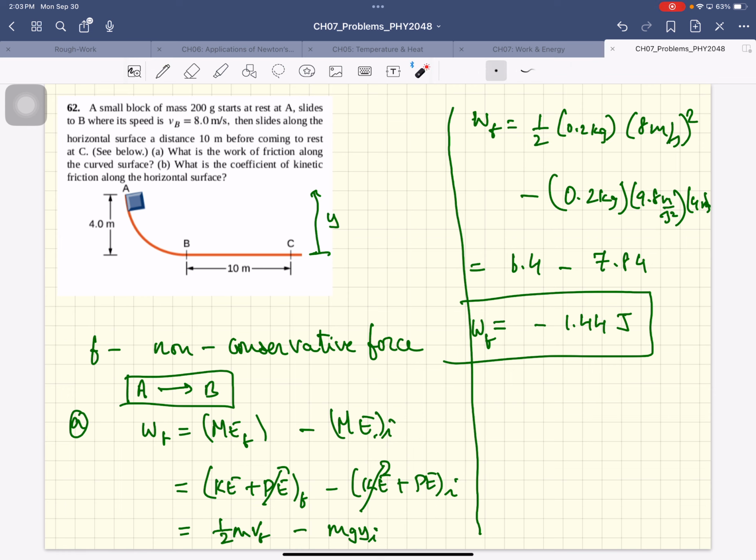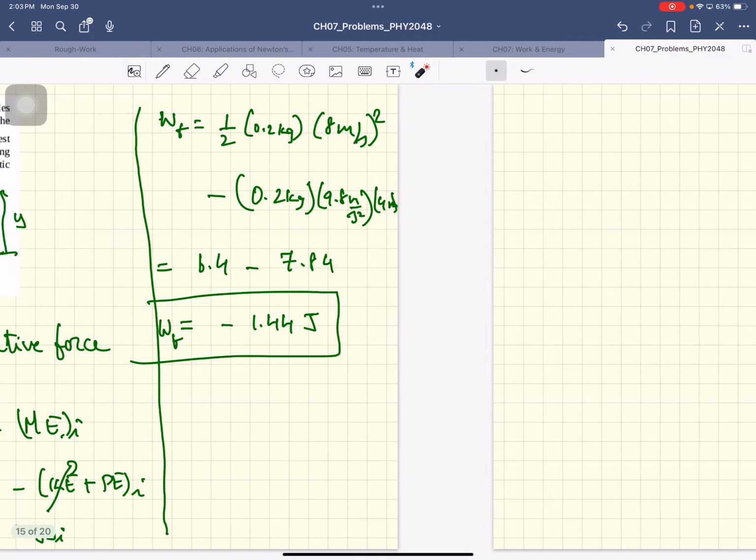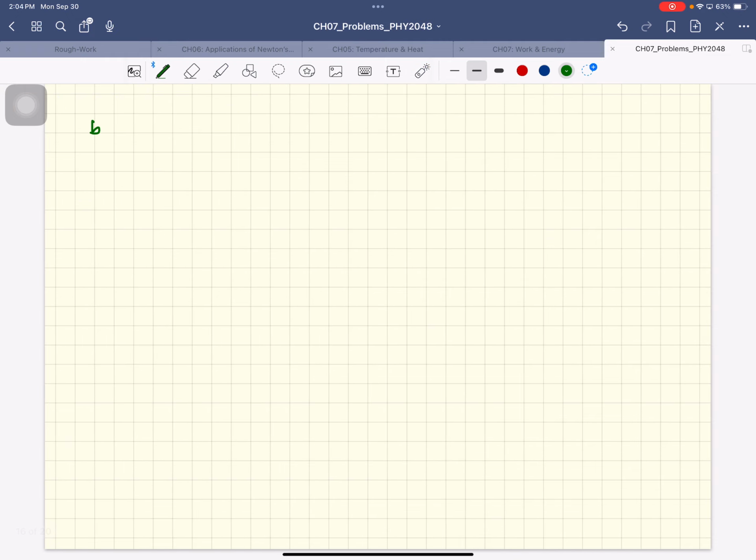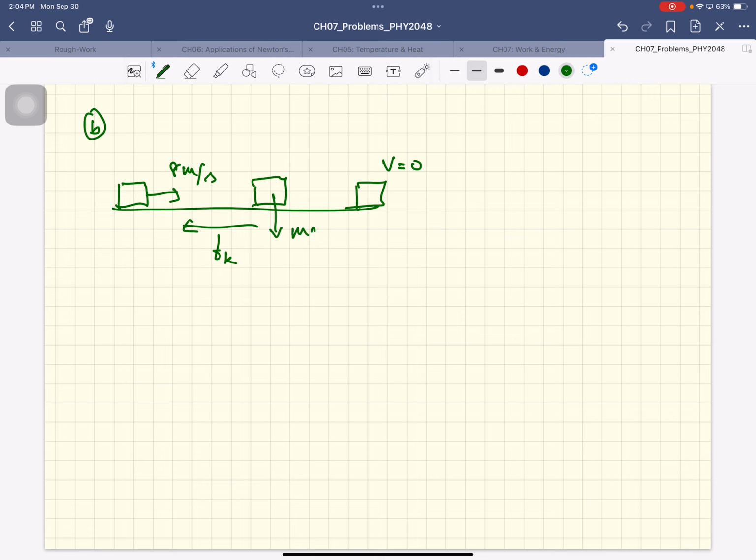Now, what they ask you is what is the coefficient of kinetic friction on the horizontal surface? Okay. So what happened? It was going at 8 meters per second and it came to rest. And friction force acting in that direction stopped it. Okay, so now for part B, we'll draw the horizontal surface. Okay. And that was because there was a kinetic friction force acting in that direction. Okay.